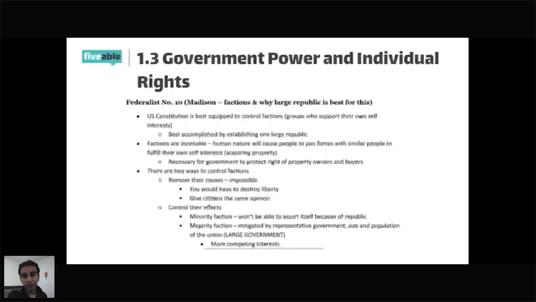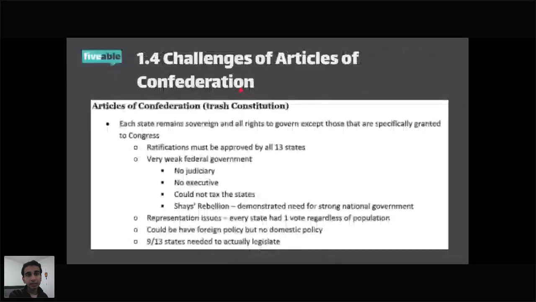So again, this is something that I would recommend you read. So actually read Federalist 10 before you take your exam so that you're not completely confused when you do get to the exam. So yeah, let's go ahead and move on to the next slide. The next slide we're going to move into is Articles of Confederation.